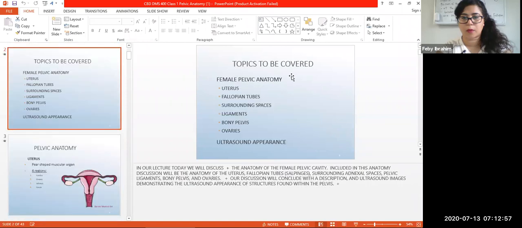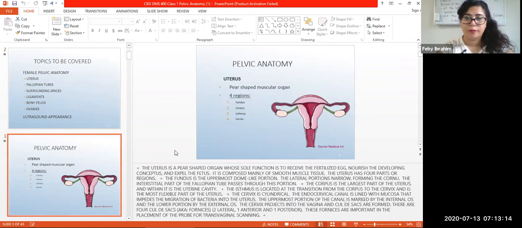Topics to be covered: the female pelvic anatomy. We're gonna go over the uterus, fallopian tubes, surrounding spaces, ligaments, and bony pelvis, ovaries, and the ultrasound appearance. Number 1, we are going to talk about the uterus.